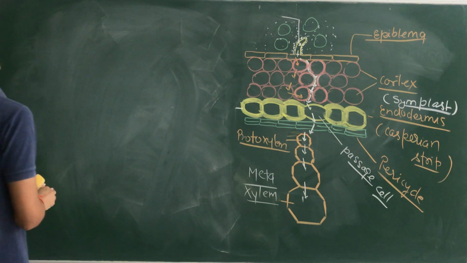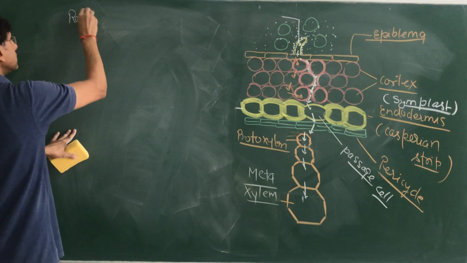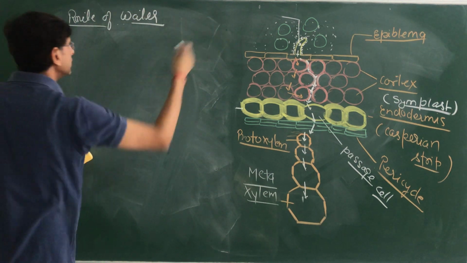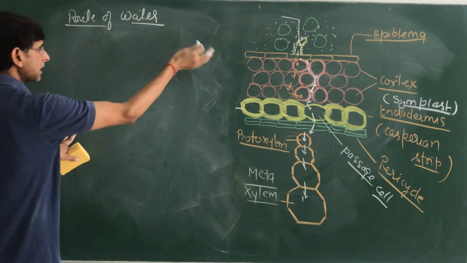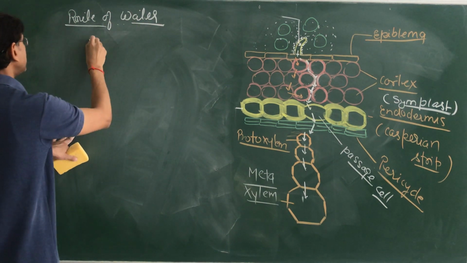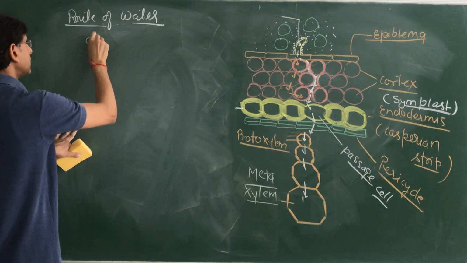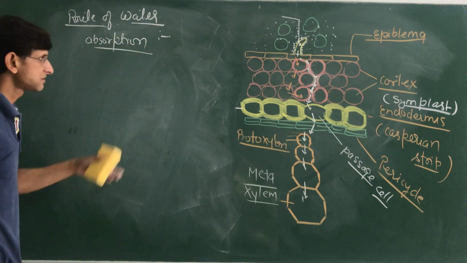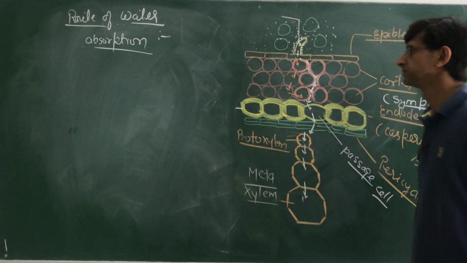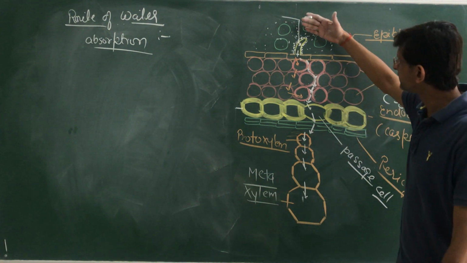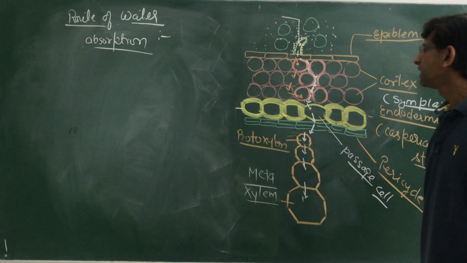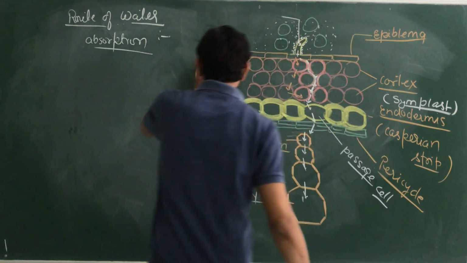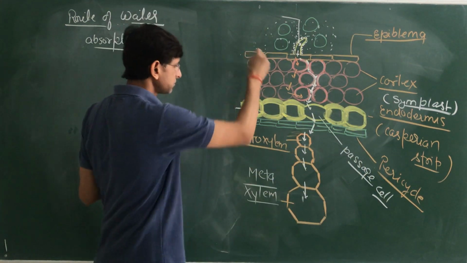Now we will discuss the route of water absorption with the help of this diagram, which we were ignoring from the starting. Now we will discuss it in detail. Route of water absorption. Now the time has come where we can see the diagram and understand it. So this is actually the transverse section of a root in which the different types of tissues are elaborated from epidermis to the xylem.